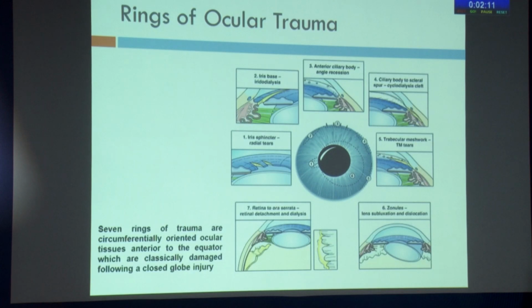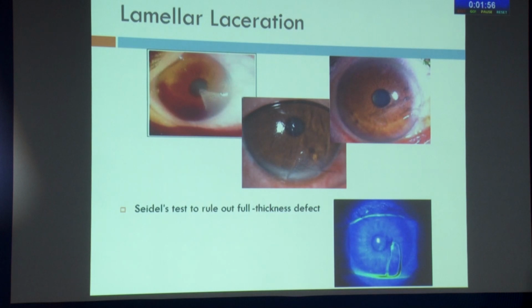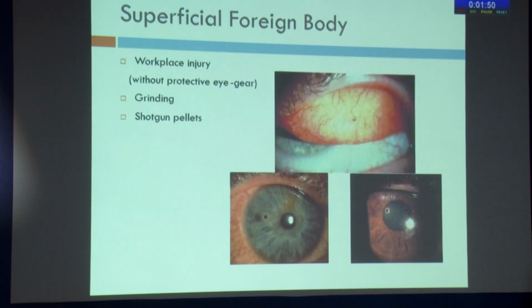And these we have already discussed. These are sphincter tears, iridodialysis, angle recession, cyclodialysis clefts, trabecular meshwork tears, zonular dialysis leading to lens subluxations, and retinal dialysis ultimately leading to retinal detachments. Lamellar lacerations, we have already told, are superficial injuries due to a sharp object, but we need to do a Seidel's test to rule out any full thickness defects.